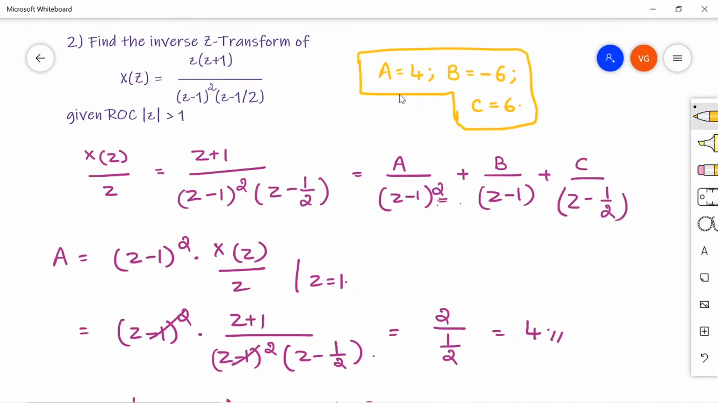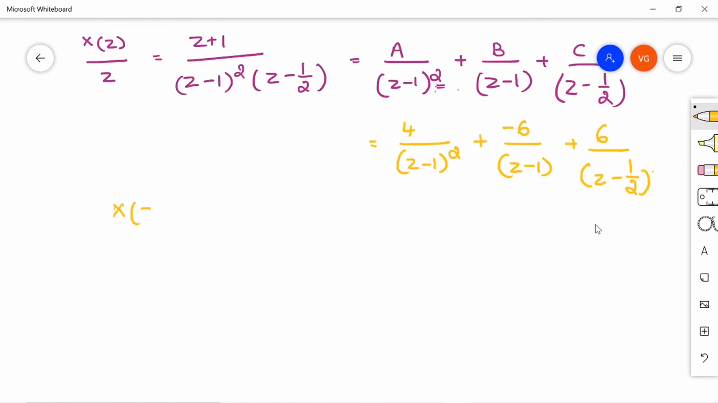So after getting the values of A, B and C, put them back in the equation. In place of A I am writing 4 divided by (z - 1) whole square plus minus 6 divided by (z - 1) plus 6 divided by (z - 1/2). Right? So now this is nothing but X(z)/z. But what all I need is X(z). So you bring this z to the other side.